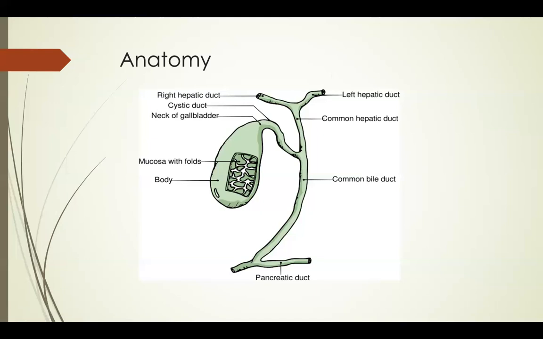So it's very important to know the anatomy of this biliary channel, so that you know how to interpret the result of the ultrasound. Similarly, if the report says the wall of the gallbladder is thick, what does it mean? How do you interpret it? It's very important.